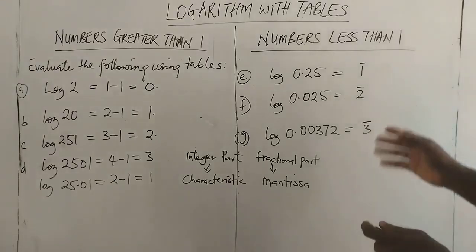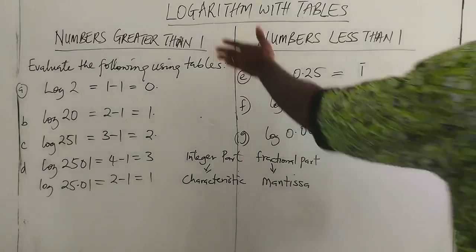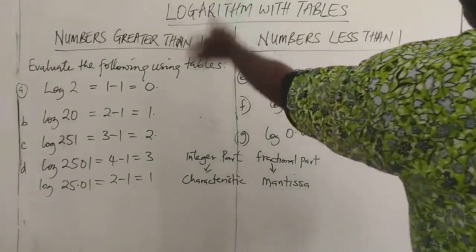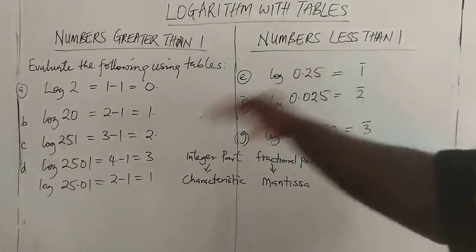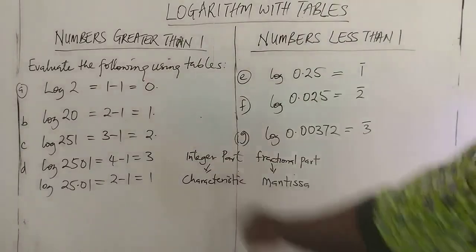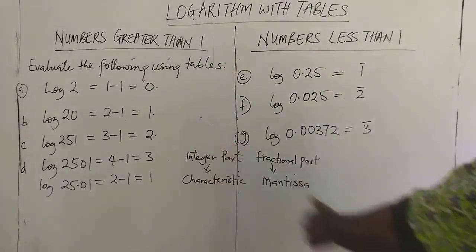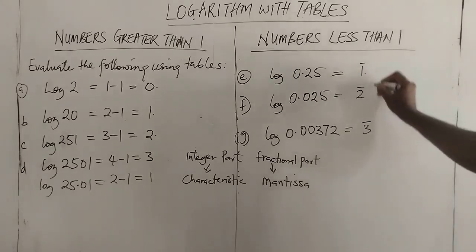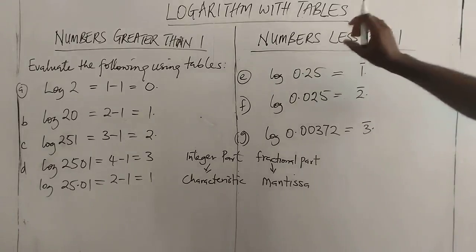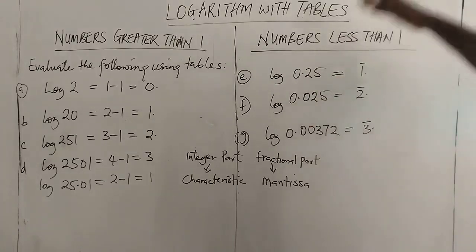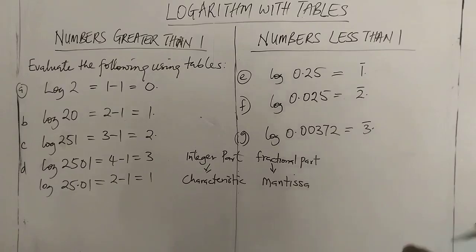So look at the 2 very well. For numbers that are greater or equal to 1, check the number of digits of the whole number part. Remove 1 from it for you to get to your characteristic. But for the numbers less than 1, you check how many zeros there are. The number of zeros takes care of what the characteristic will be.